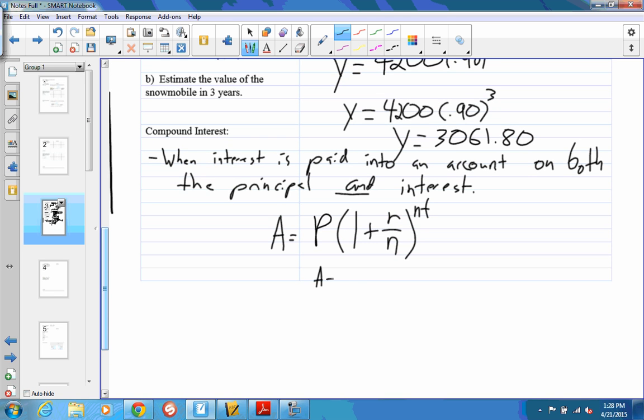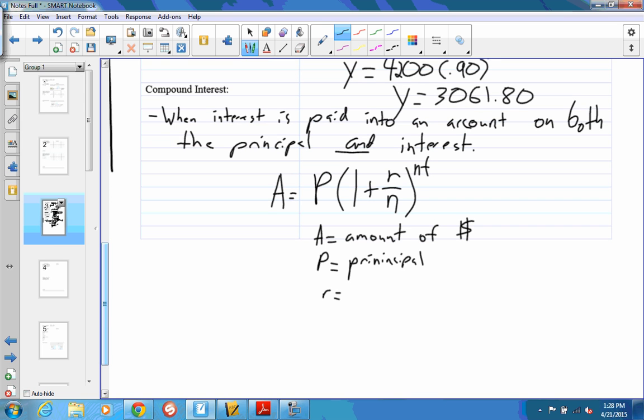A is just the amount, right? So amount of money. P is my principal. That's the initial amount of money. So I deposited $500. There you go, principal, right? 1 is 1. R is my growth rate, right? So if I put it into an account and I get 5%, in decimals, that's 0.05, right? So growth rate is important in decimals.